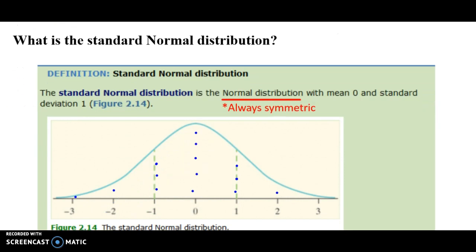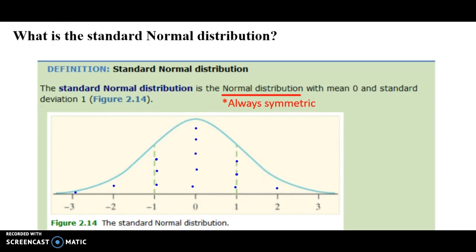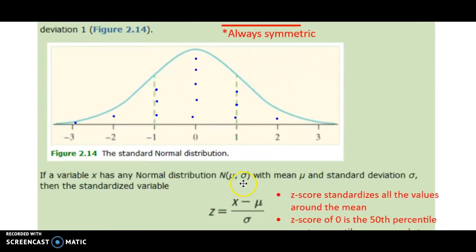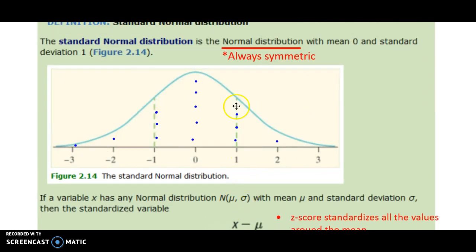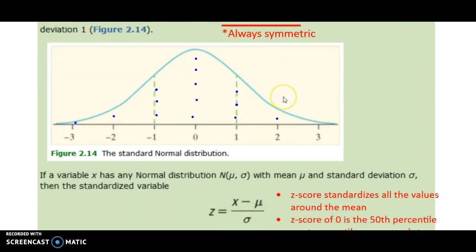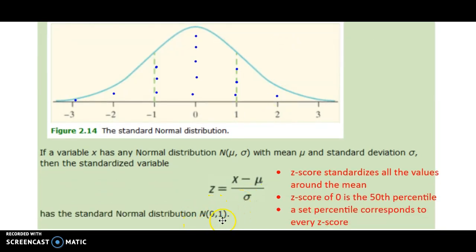So the first thing we're going to talk about is a standard normal distribution. We talked about a normal distribution having a symmetric shape and having some mean and standard deviation. But when we add normal or standard to the normal distribution, we specifically mean a curve that has a mean of 0 and a standard deviation of 1.